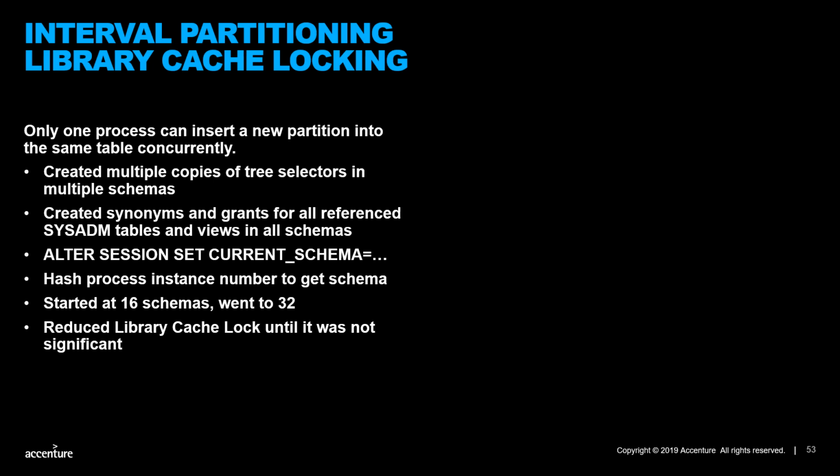The workaround we came up with was to create multiple copies of the tree selectors in multiple schemas, and synonyms and grants to make the rest of the application work. And then we have a trigger to set current schema to one of the schemas containing one of the sets of copies. And we used a hash function on process instance to choose which schema. And in the end, we built up to 32 schemas with 32 copies of the tree selector tables, so that concurrent processes were unlikely to be populating rows in the same schema at the same time. And this did significantly reduce the library cache locking.